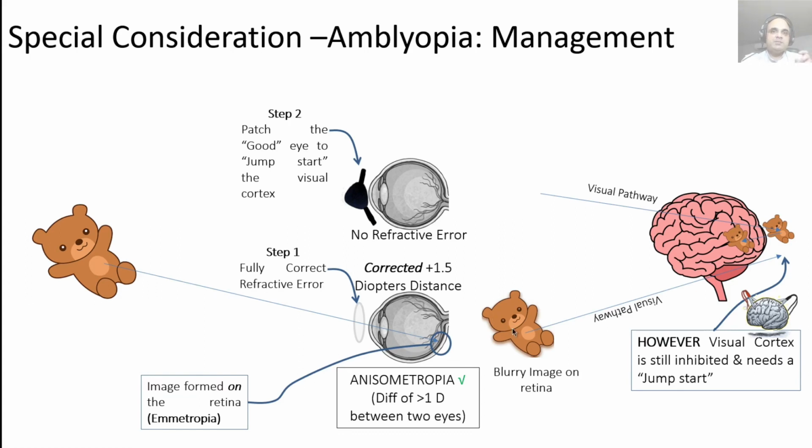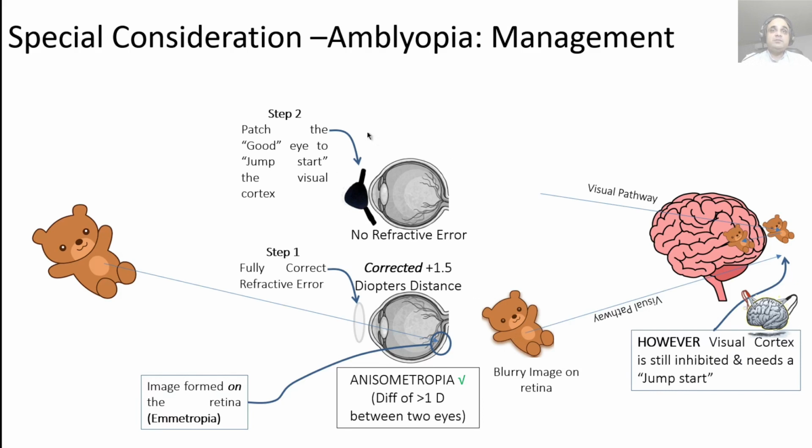And over time, if done meticulously, and you need very cooperative parents and even a more cooperative child, because the minute you cover the good eye, the visual pathway is not going to accept this image in a day or 2 days or 3 days. It takes time, a lot of time, 30 days, 60 days, 90 days. Any measurable improvement usually takes at least 30 days, sometimes even longer.